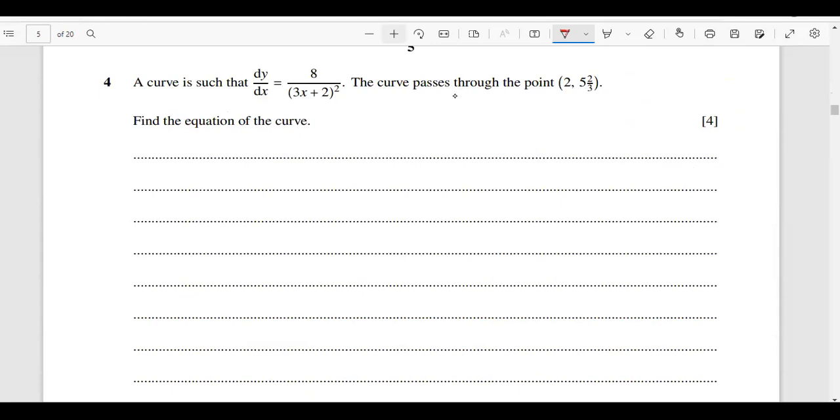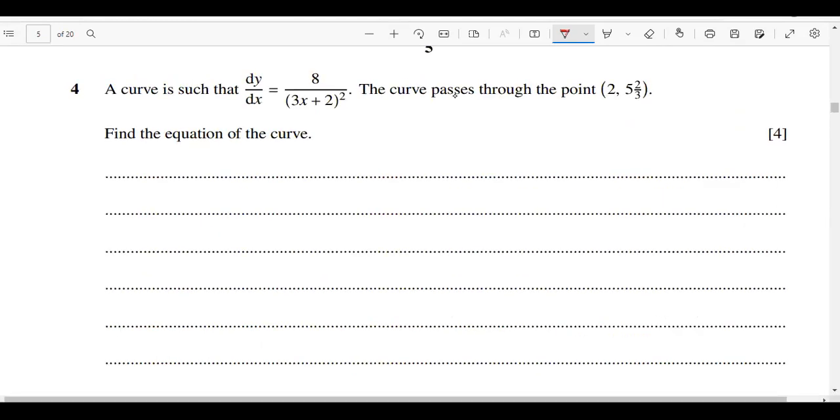Okay, now this is an interesting question, and Munja, you would be able to understand this because we have covered differentiation with you. It says a curve is such that dy by dx is this. The curve passes through the point. Find the equation of the curve. Now you have the derivative of the curve and you are to find the equation of the curve. So we know how to do that. We do that by integration.